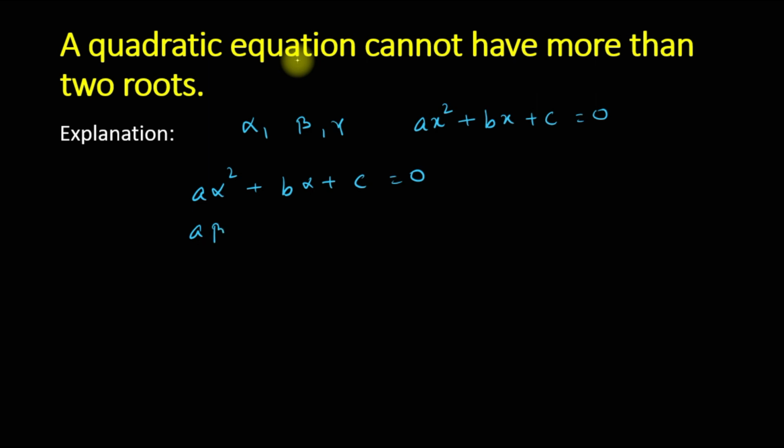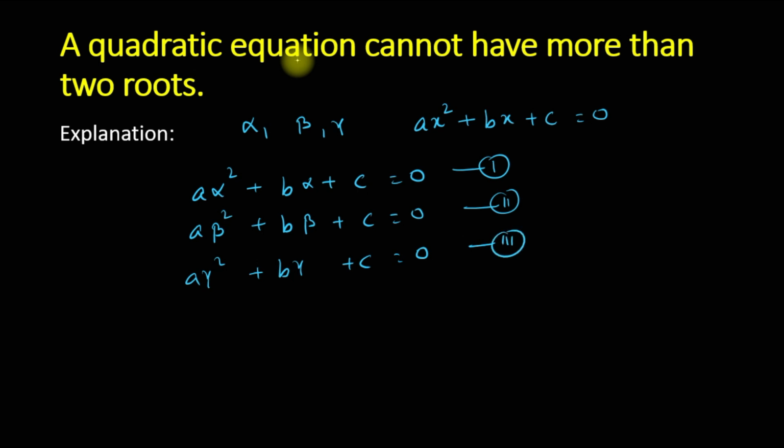So a into beta square plus b into beta plus c is equal to 0. Suppose this is equation first, this is second, and third one is a gamma square plus b gamma plus c equal to 0. So we have three separate equations, one for each root. Now if we subtract 1 from 2.